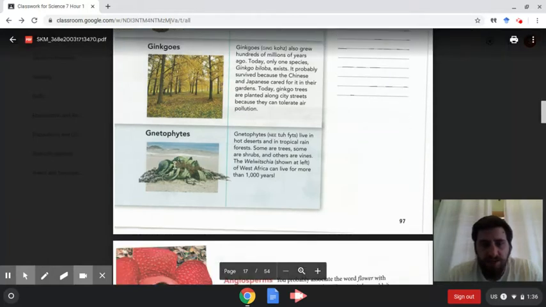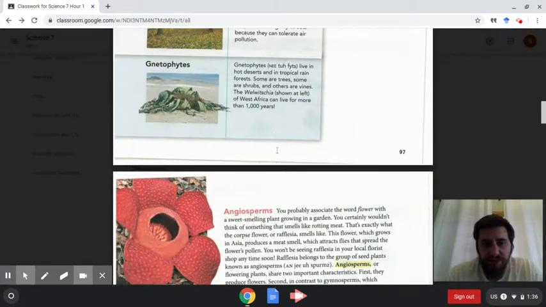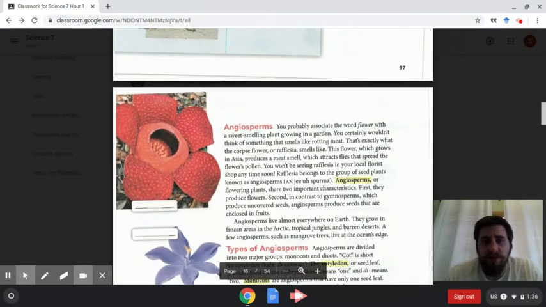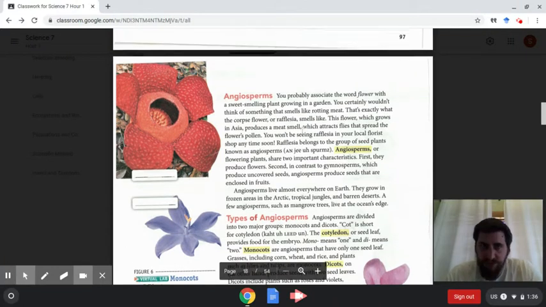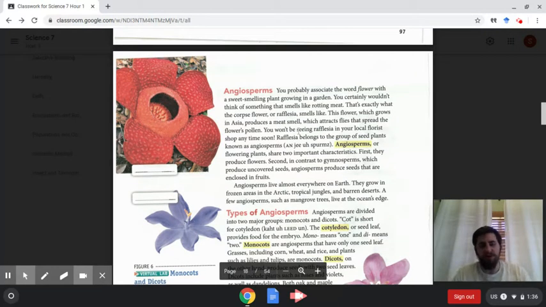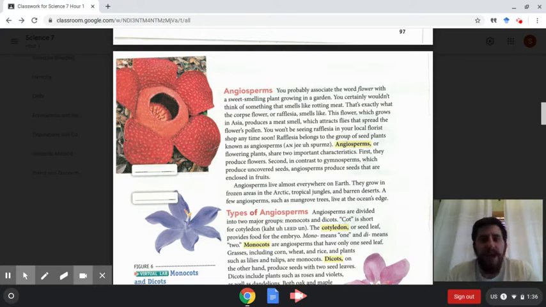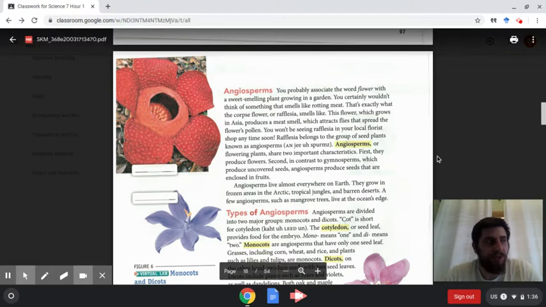This one can live to be over 1,000 years old. That's pretty impressive. Now we get to the most popular part of the plants. Everybody knows the vascular seeded plants, and everybody knows conifers, but everybody knows and loves angiosperms, which is the flowers and oak trees and other things that you all see every day.